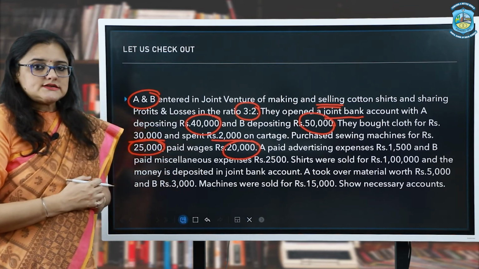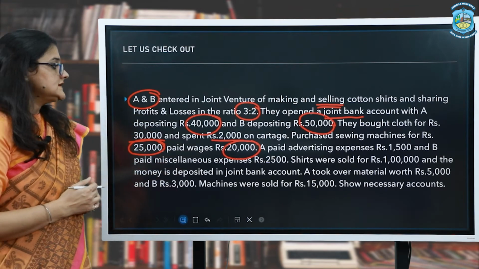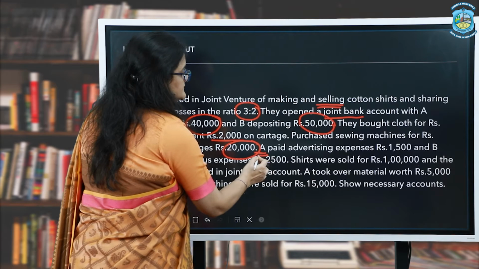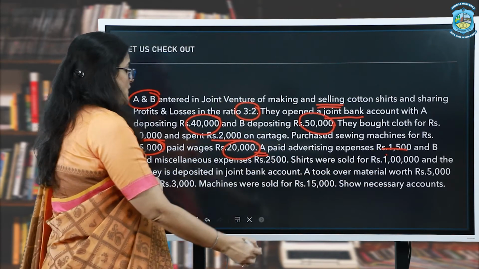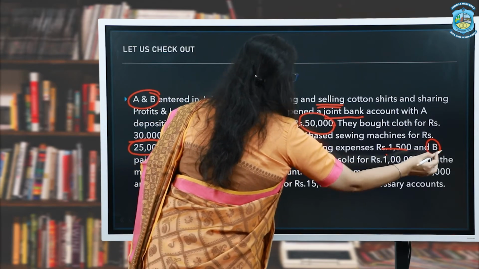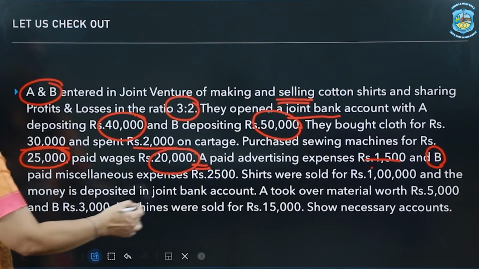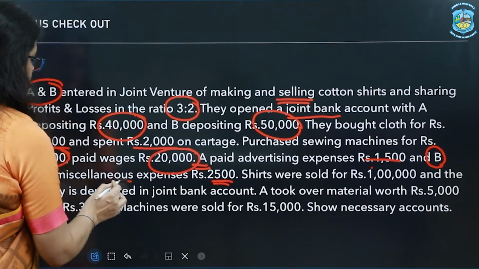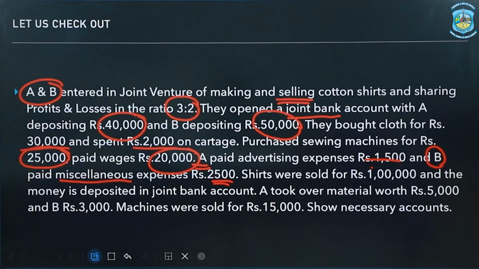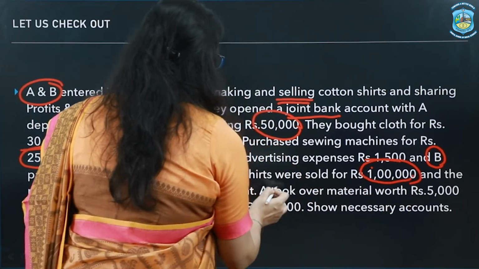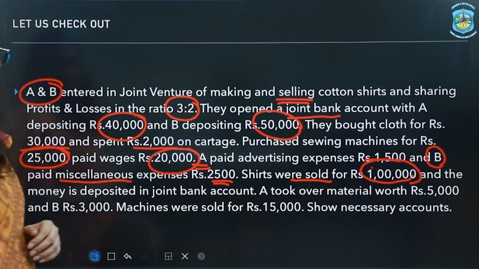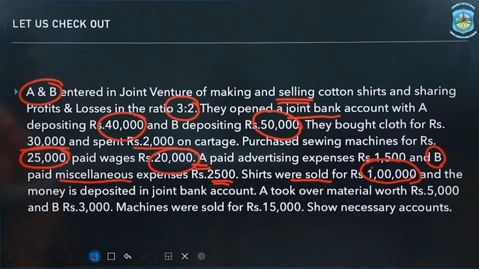There are certain expenses which are borne by the co-venturers. A has paid 1,500 as the advertising expenses, whereas B has paid 2,500 towards the miscellaneous expenses. The shirts were sold for rupees 1 lakh. So 1 lakh is our sales revenue, and the money is deposited in the joint bank account.